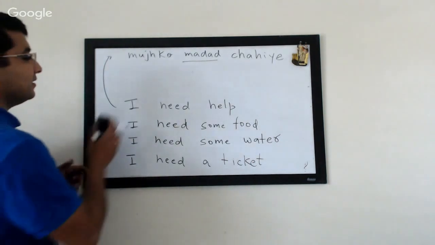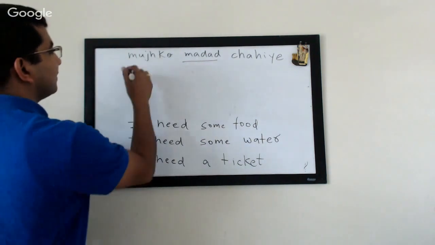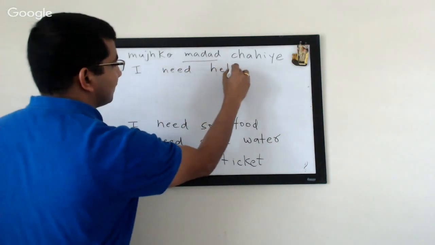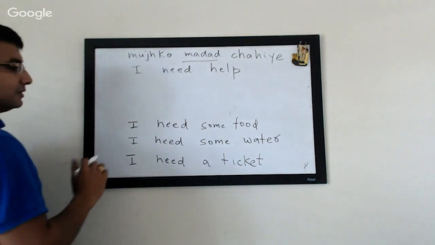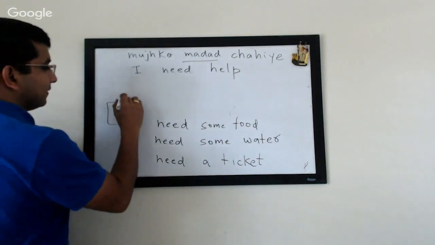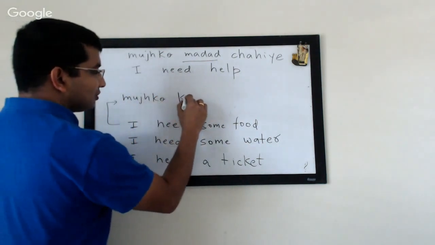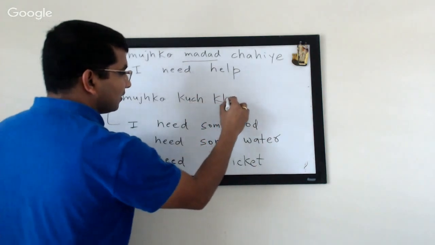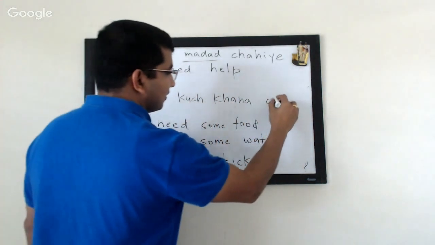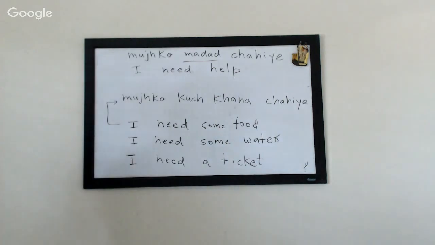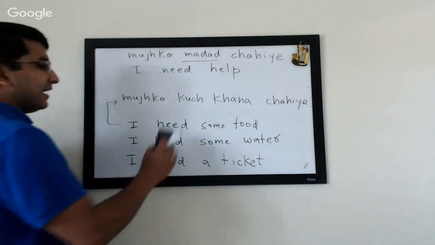Let's do the second one. I need some food. मुझको कुछ खाना चाहिए. So I'll tell you why, it can have a different meaning, right? It can mean that I should eat something. That I'm hungry. Perhaps I should eat something, right?